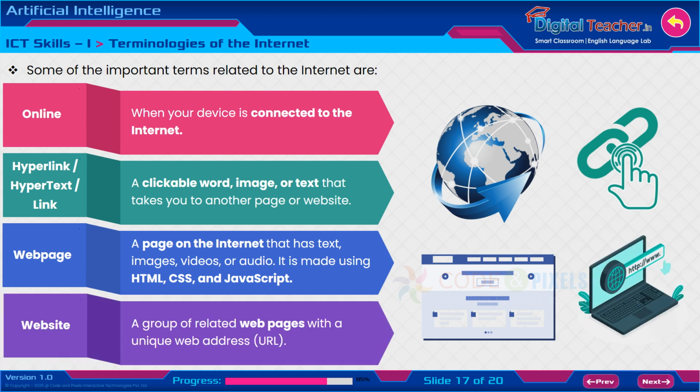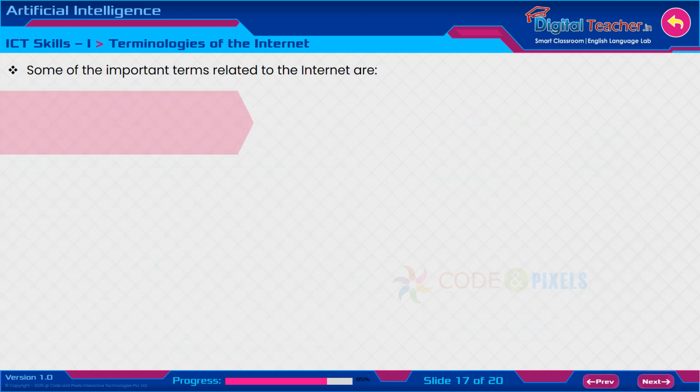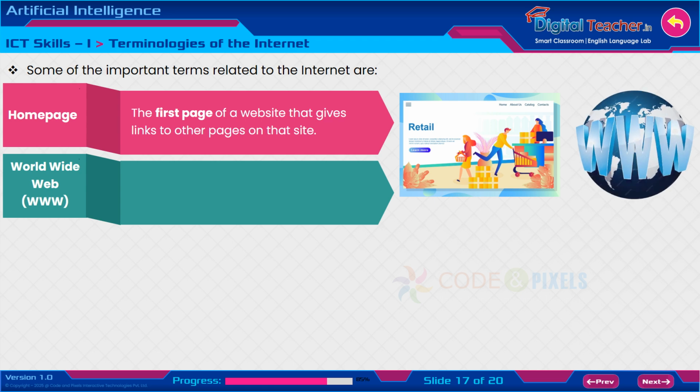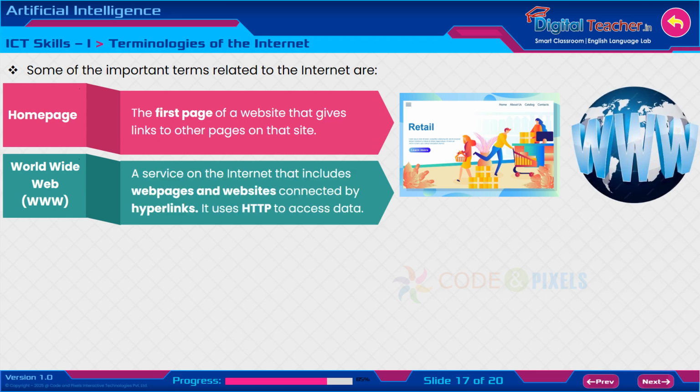Website, a group of related web pages with a unique web address. Homepage, the first page of a website that gives links to other pages on that site. World Wide Web, a service on the Internet that includes web pages and websites connected by hyperlinks. It uses HTTP to access data.